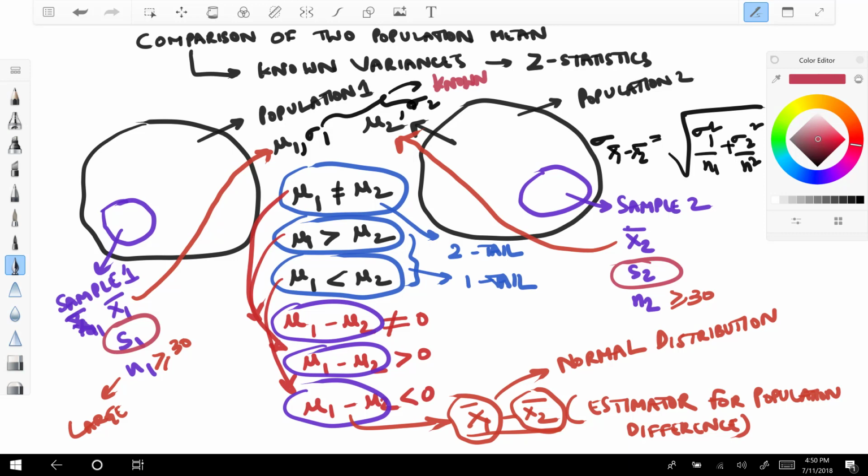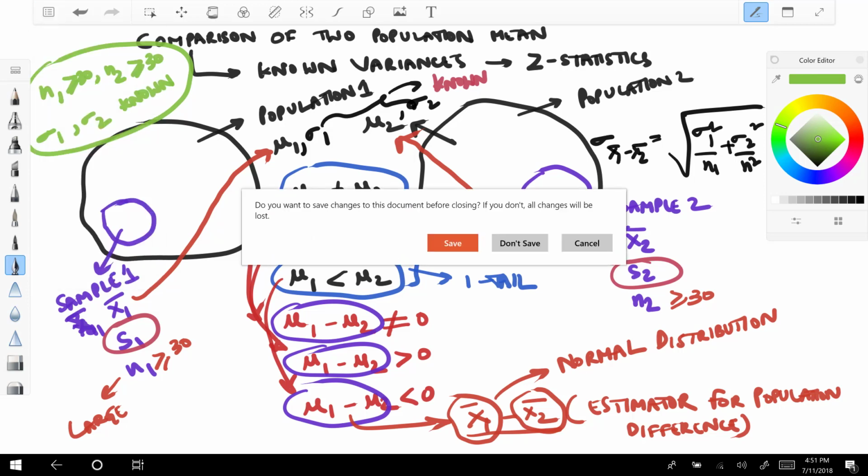So that's mostly the idea behind using z-stat. One of the important things in z-stat is that both samples, n1 greater than 30 and n2 greater than 30, and sigma 1 and sigma 2, the population standard deviations, are known. These are the important things to use z-stat. So we will try to do hypothesis testing and confidence interval using z-stat.